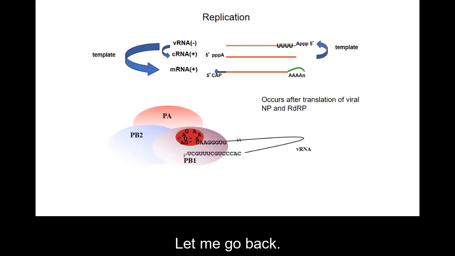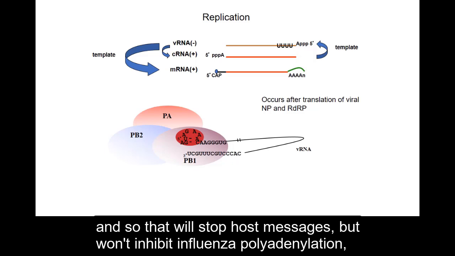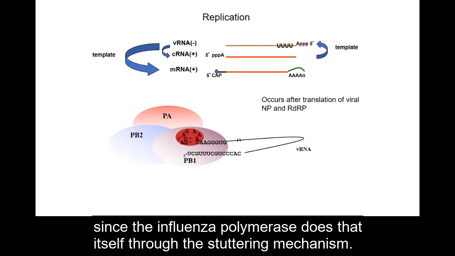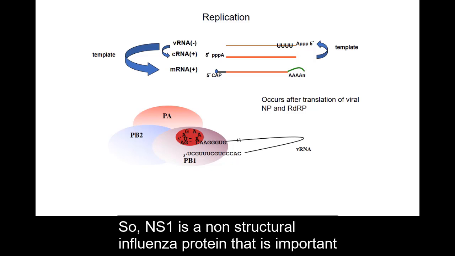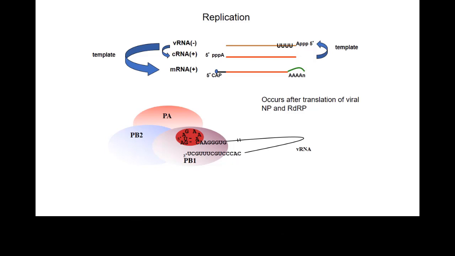Whoops, I can't go back. Well, the NS1 protein inhibits host polyadenylation, and so that will stop host messages, but won't inhibit influenza polyadenylation, since the influenza polymerase does that itself through the stuttering mechanism. So NS1 is a non-structural influenza protein that is important in countering the host antiviral response.